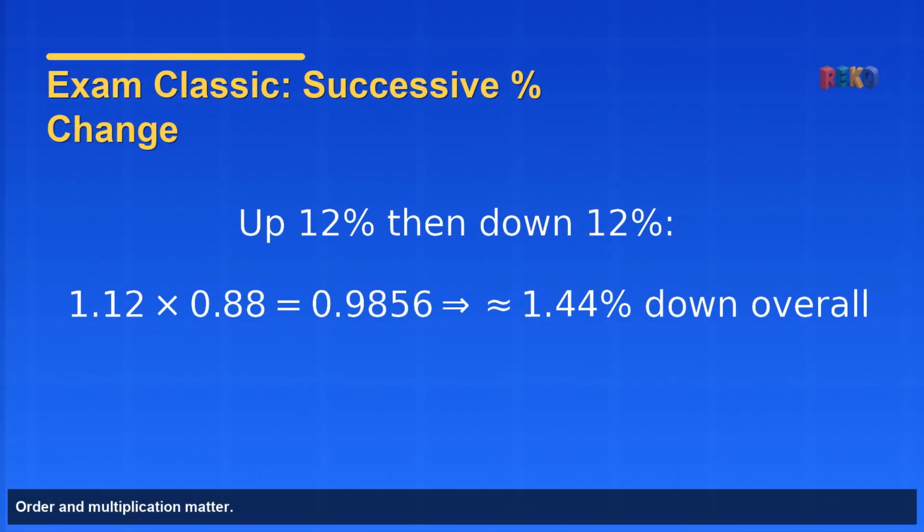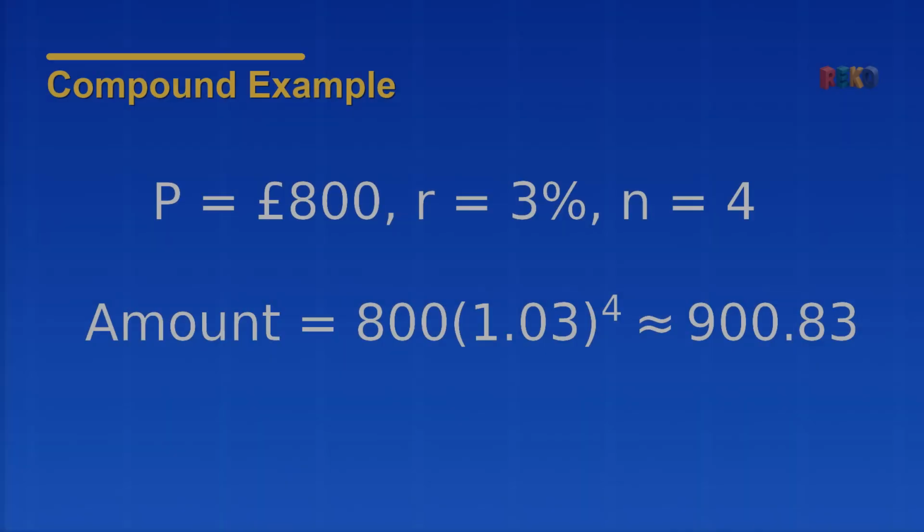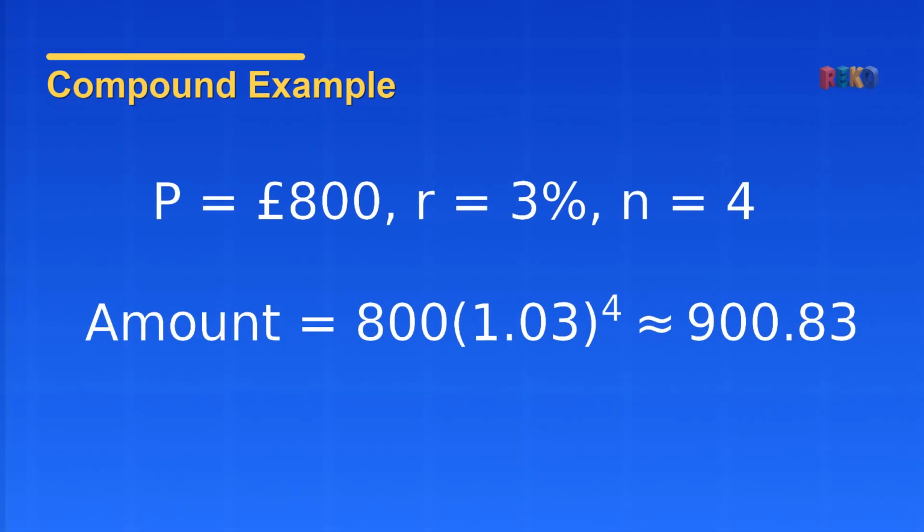Up 12%, then down 12%. It's not 0. Multiply 1.12 by 0.88. That's about 0.9856, an overall drop of about 1.44%. Compound growth uses powers. Principal p grows to p times (1 plus r over 100) raised to the power n. 800 pounds at 3% for 4 years becomes 800 times 1.03 to the fourth. That's about 900 pounds and 83 pence.